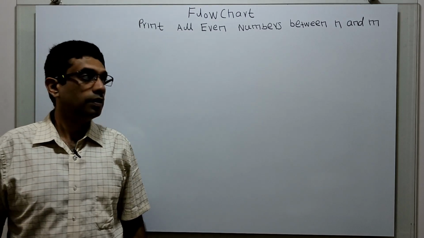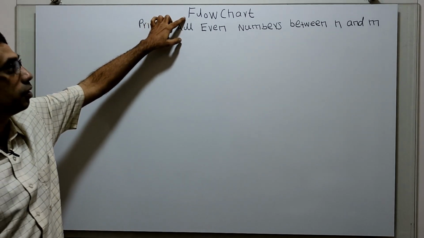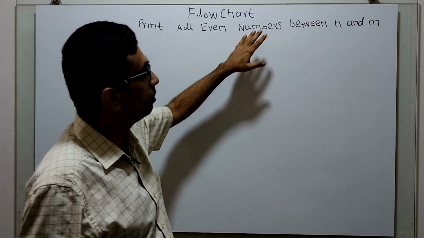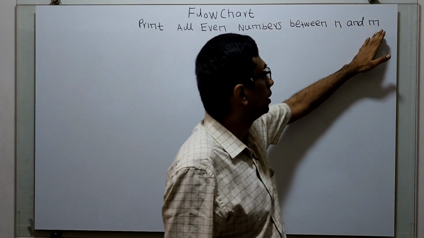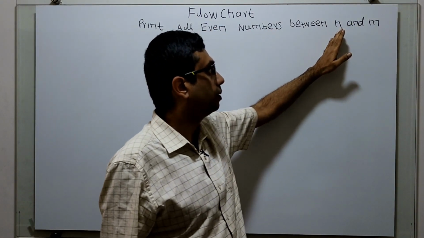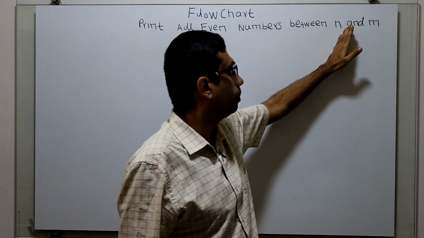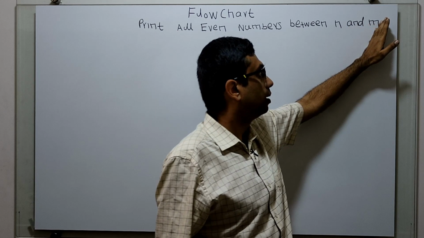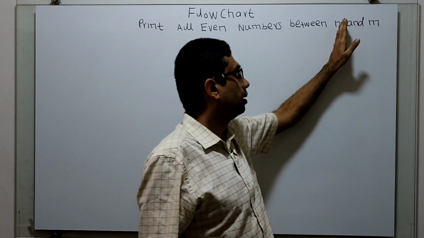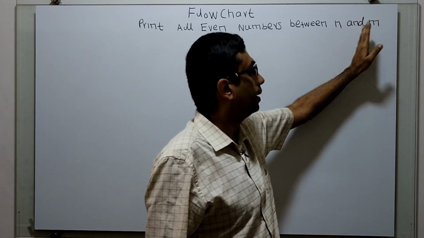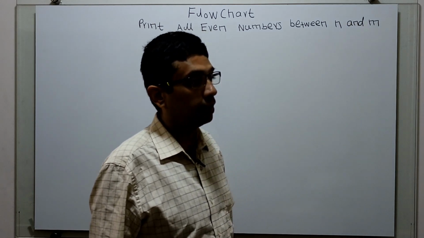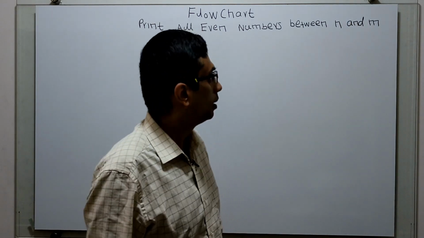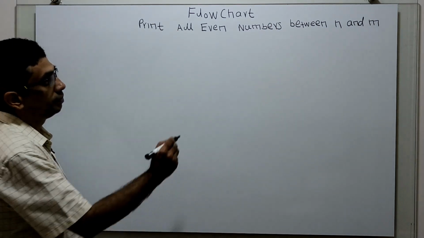Hello friends, we are going to draw a flowchart to print all even numbers between n and m. So n is the number where we have to begin, the starting number. M is the last number. Between n and m, we have to find the list of all even numbers, including n and m. We will draw a flowchart.